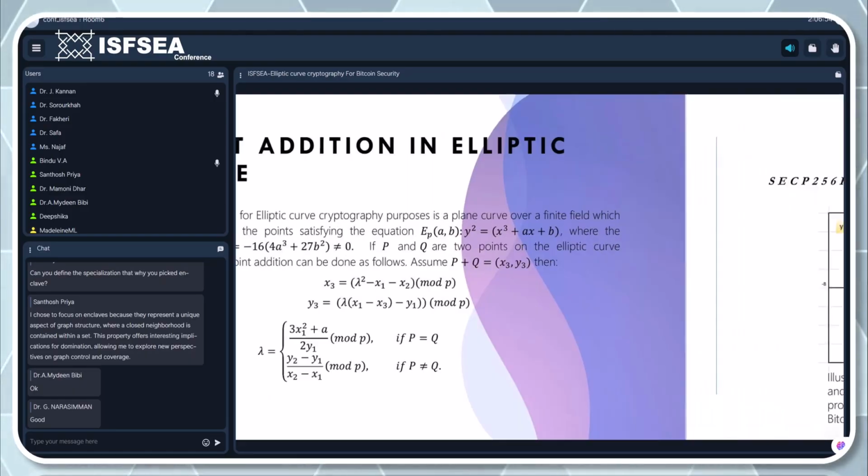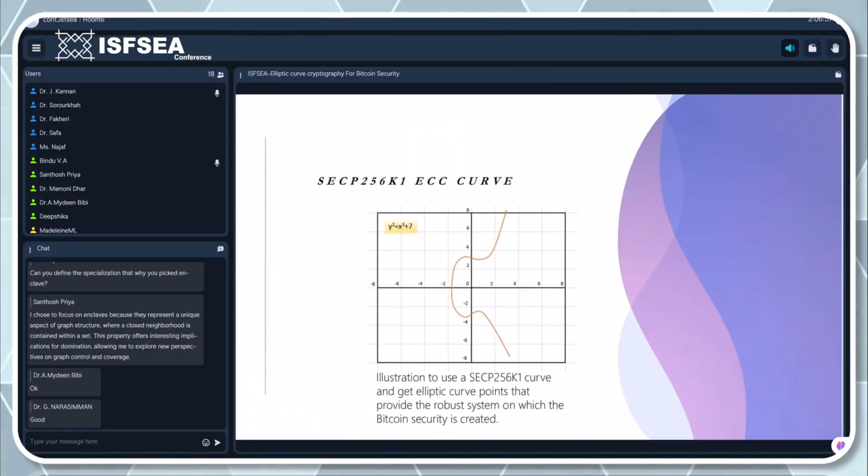Next. This is the model of the secp256k1 ECC curve of the form y square equal to x cube plus 7. This elliptic curve was used for Bitcoin security. Next slide.